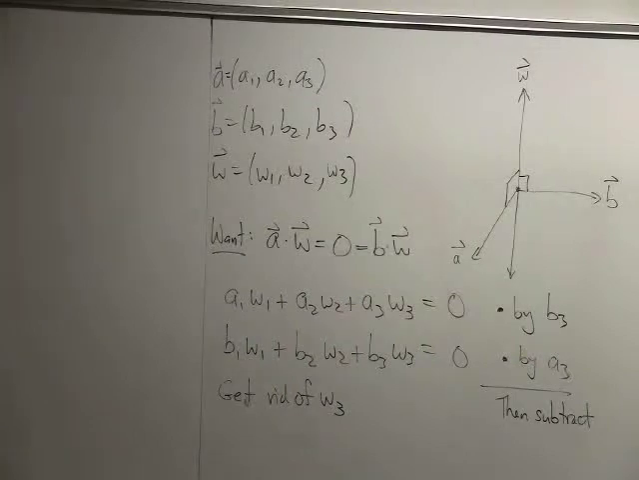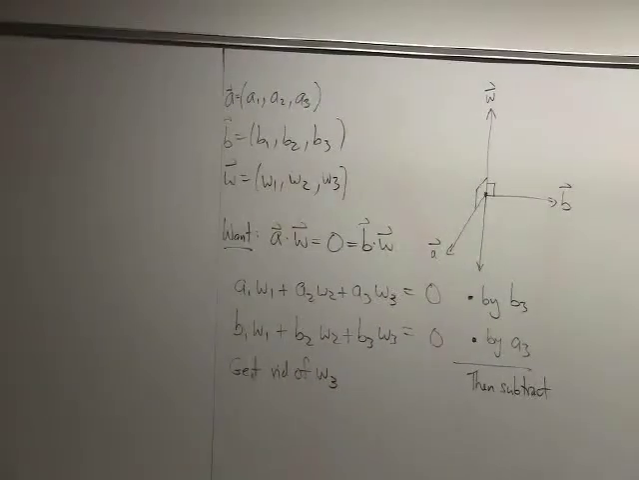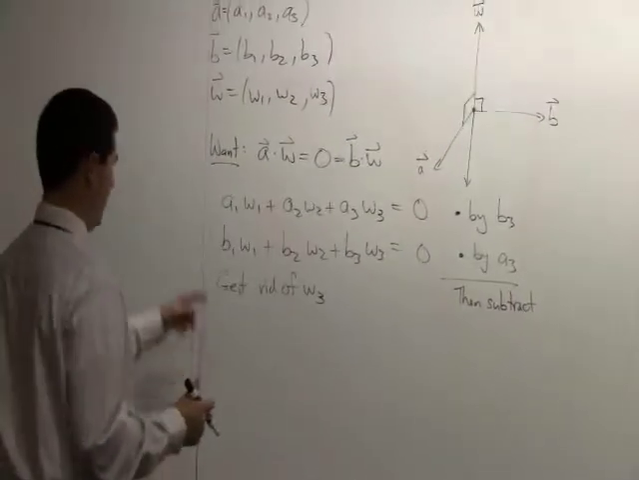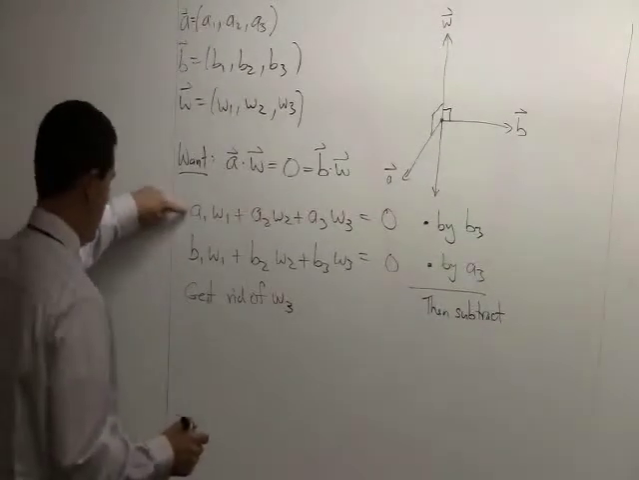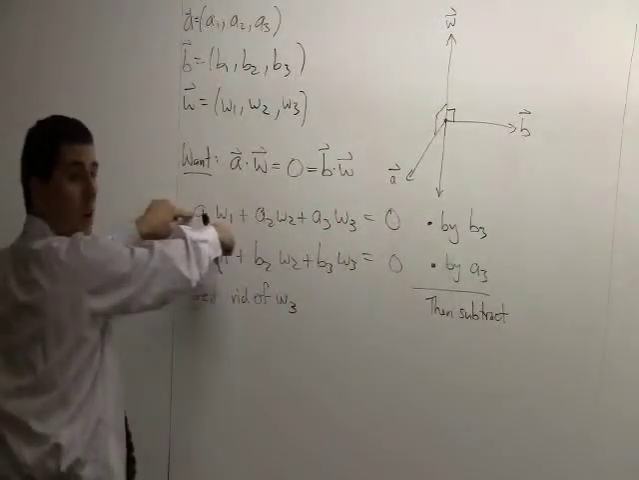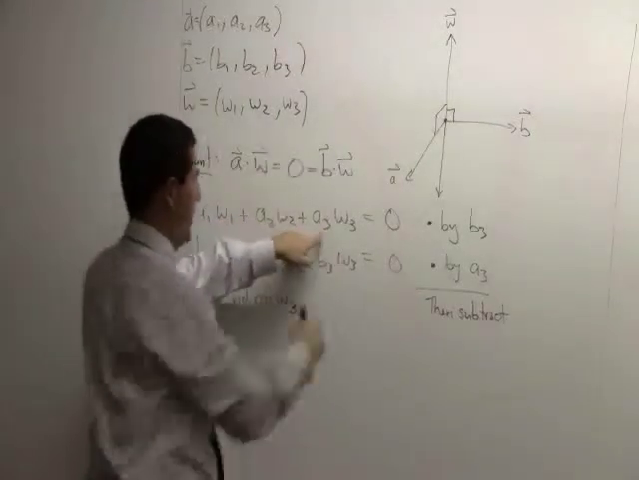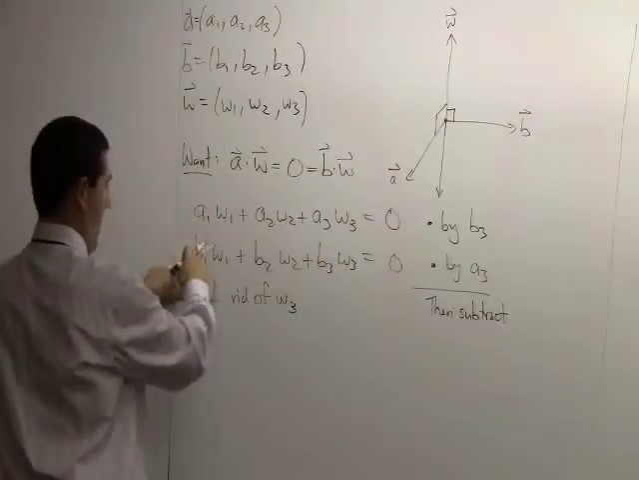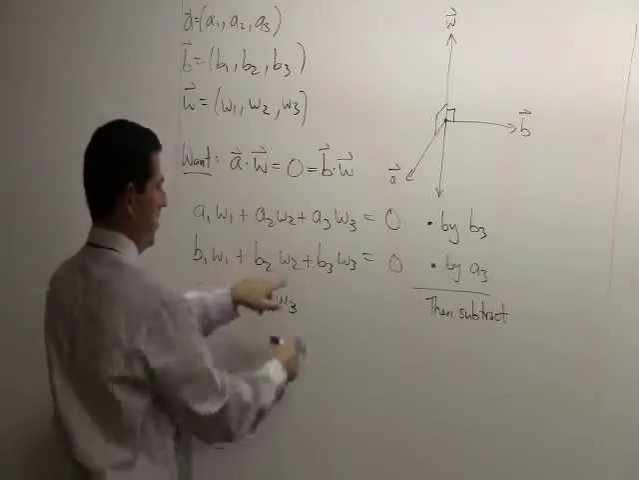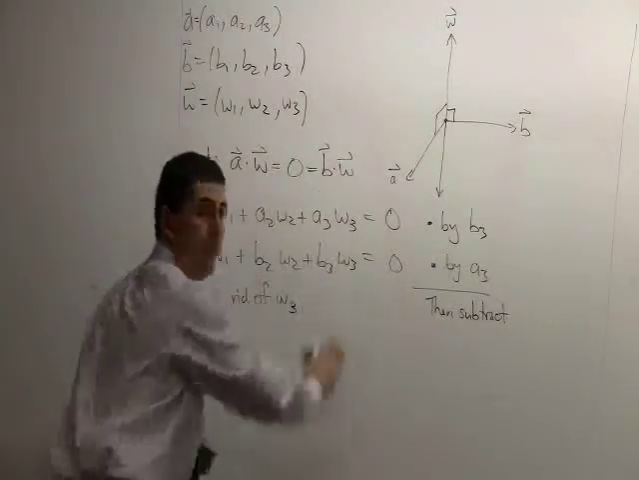Okay, so this is a standard method when you're trying to solve systems of equations. You multiply them by constants and then subtract one from the other to eliminate a variable. If I do that, I get A1 B3 W1 plus A2 B3 W2 plus A3 B3 W3, and then A3 B1 W1 plus A3 B2 W2 plus A3 B3 W3. And then I subtract. The third column dies.